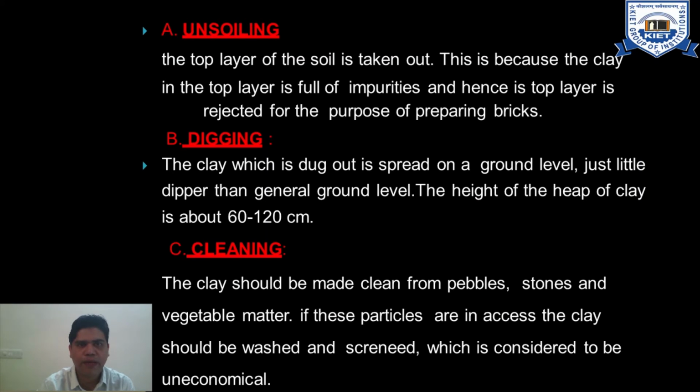Unsoiling. The top layer of the soil is taken out. This is because the clay in the topsoil is full of impurities and hence the top layer is rejected for the purpose of preparing bricks. Second is digging. The clay which is dug out is spread on the ground level, just a little deeper than the general ground level. The height of the heap of clay is about 60 to 120 centimeters.